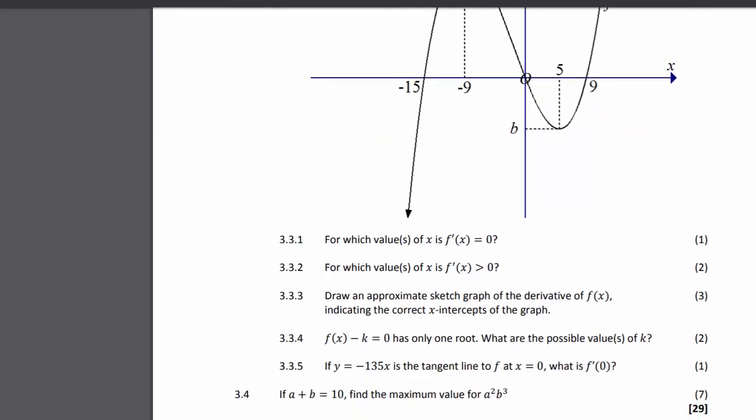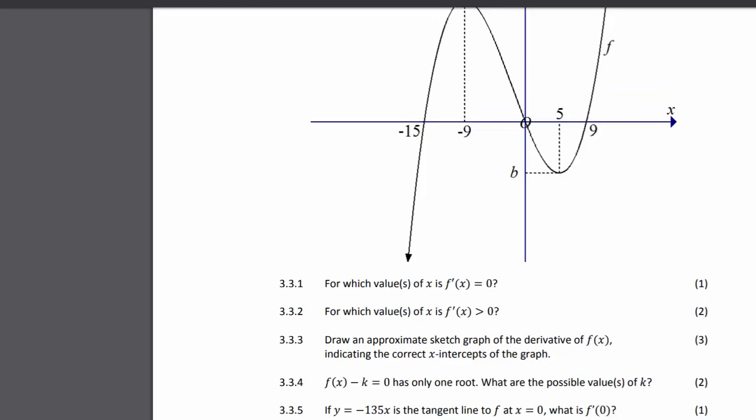Okay, now if y equal to -135x is a tangent line to f at x equal to 0, what is the derivative at the point 0? So what they're saying now is that if we draw a tangent line at x equal to 0, its equation is y is equal to that. So here's a line passing through the origin with a gradient of -135. So what is the derivative at 0?